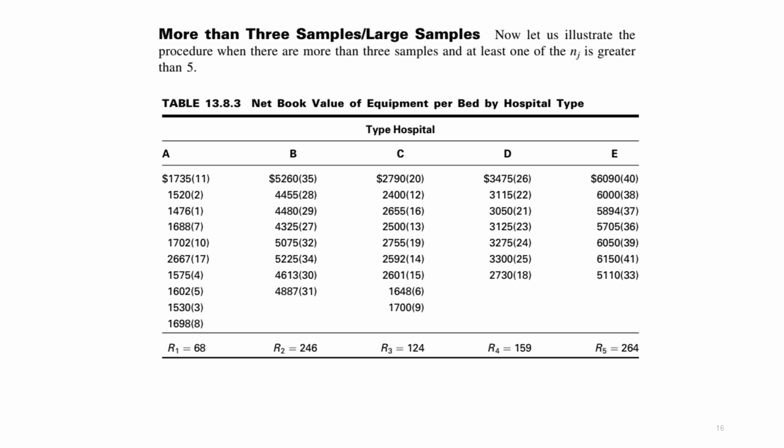And when we have 5 groups here, not 3, up to E, so 5 groups, then we do the same thing. This is the money data: value of equipment per bed by hospital type. We have 5 hospital types, A, B, C, D, E. Among them, we have the money, the net book value. We don't care how this money data is calculated. Anyway, based on this data, we put rank. The cheapest one is this one, the number 1.